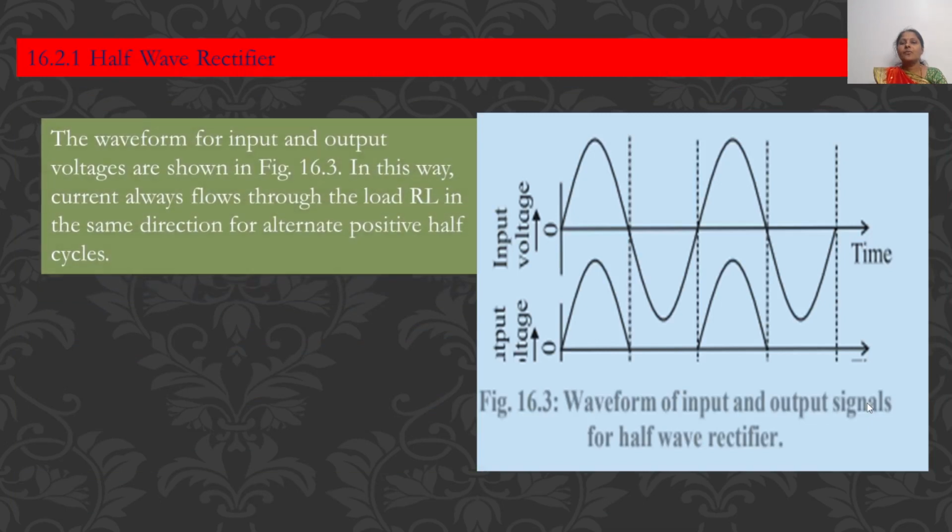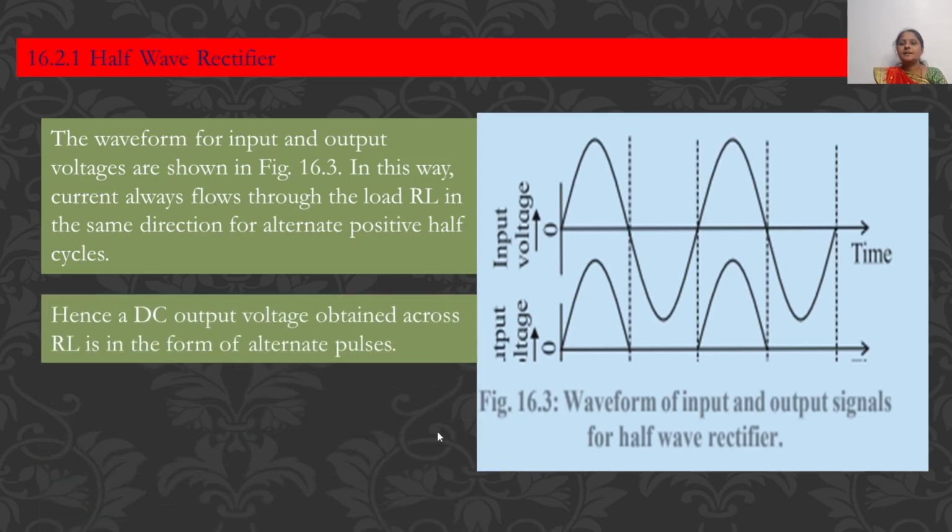The waves for input and output voltage are shown in figure 16.3. In this way, current always flows through the load RL in the same direction during the positive half cycle. Hence, the DC output voltage obtained across RL is in the form of alternating pulses.